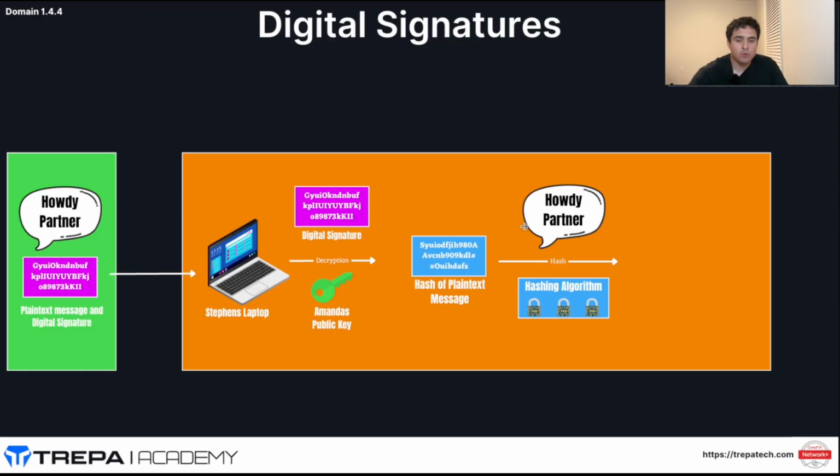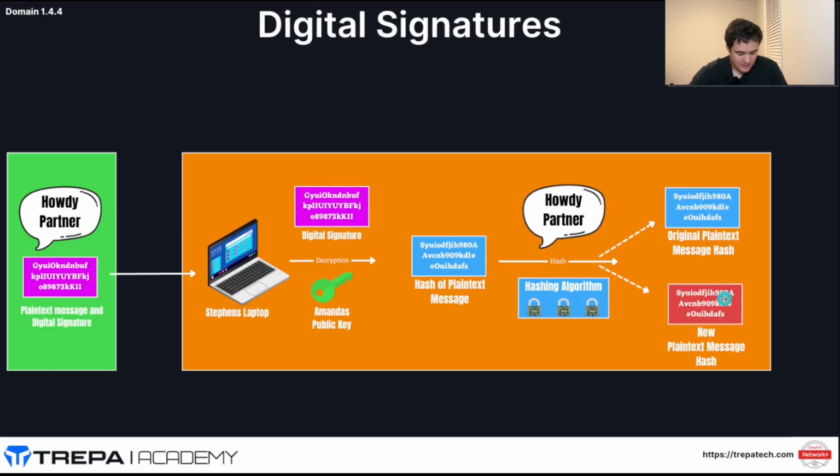So now we're left with the original message digest. We're going to take that digest, put it off to the side. Steven's then going to take that original message and run it through the same hashing algorithm again. He's going to get his digest that he created locally and compare it to the original hash that was sent from Amanda. And if they match, we just verified our integrity. So now through the use of digital signatures, we have integrity, non-repudiation, and authenticity.